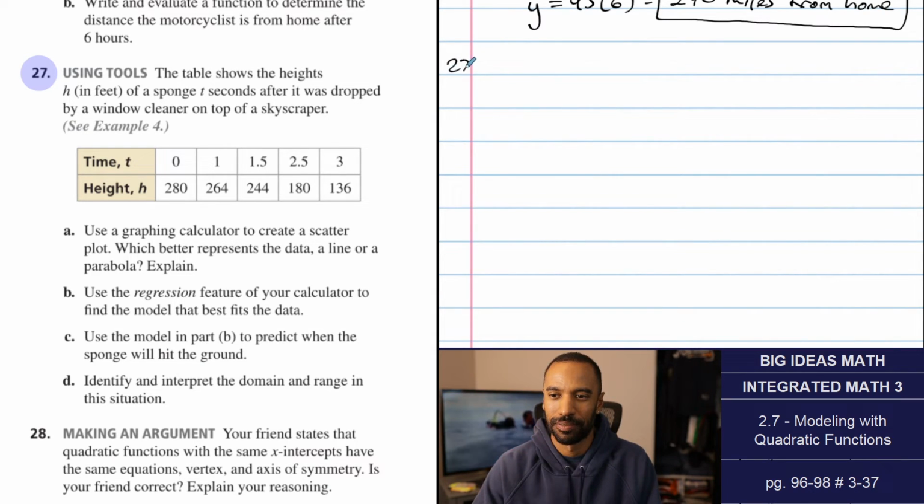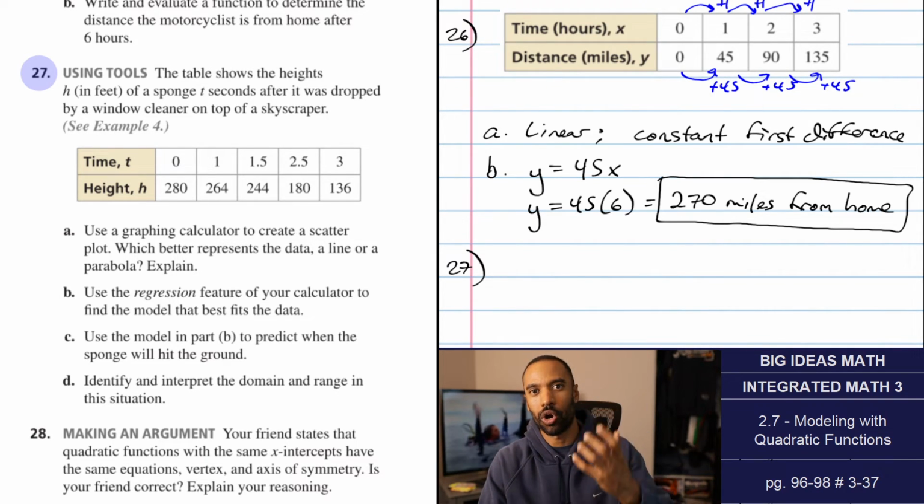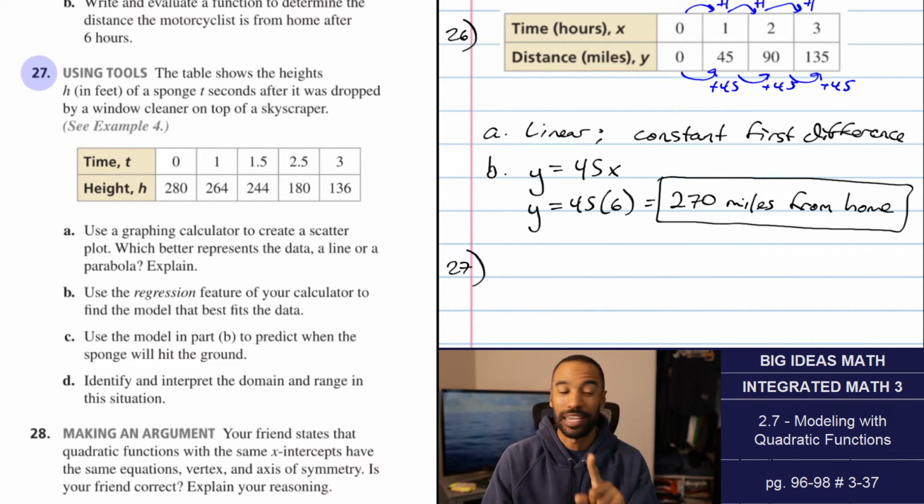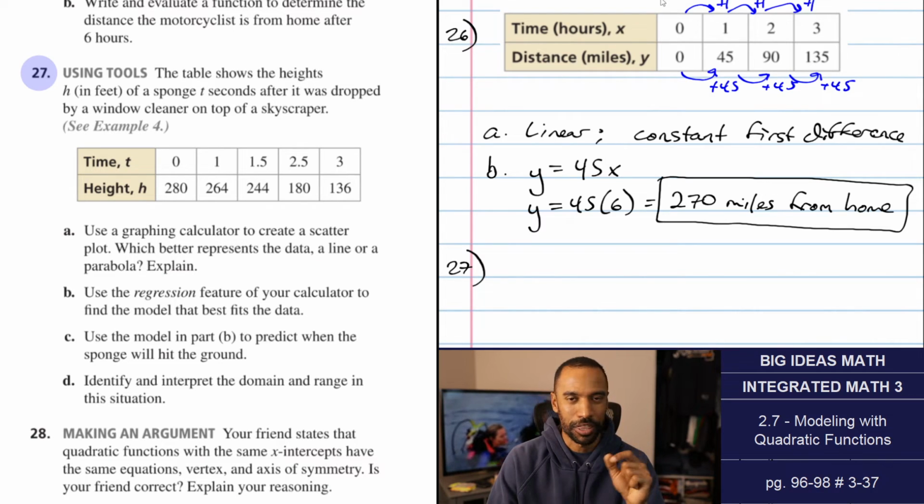Number 27. The table shows the heights, h in feet, of a sponge t seconds after it was dropped by a window cleaner on top of a skyscraper. So, that's probably a gravity thing, so it's probably going to be speeding up as it goes. And my guess is we're going to get a -16. Well, it's a sponge. We'll see. I wonder if we're going to get a -16 t squared kind of thing for gravity.